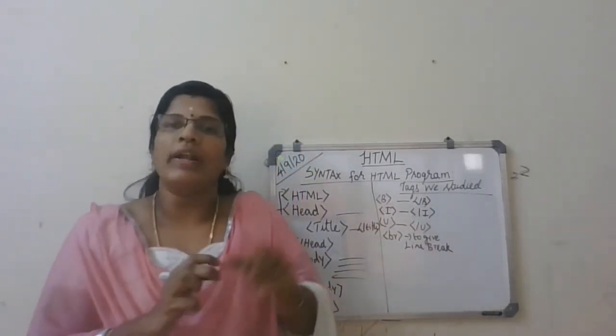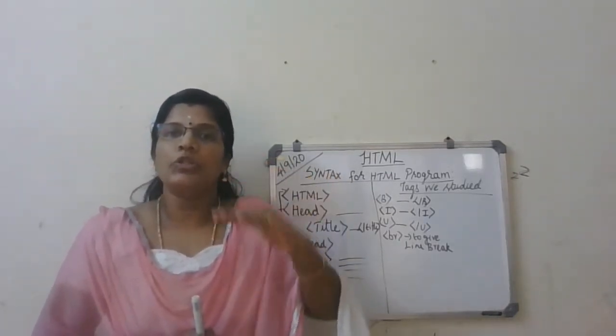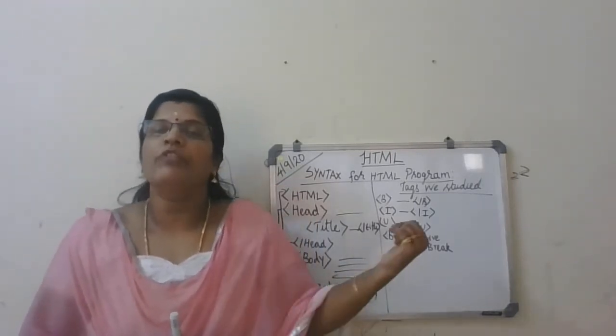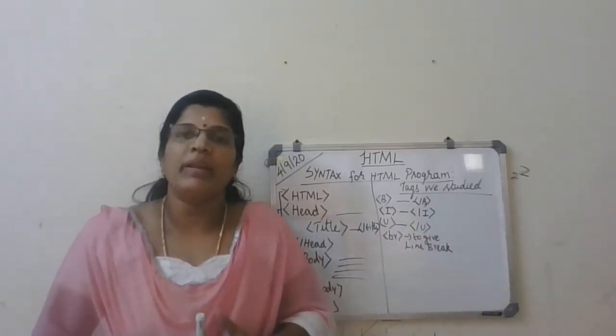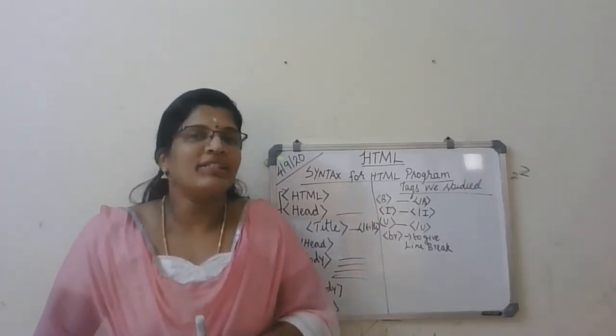Okay, so if you give only one time BR, you will get a single line gap. If you give twice, you will get a 2 lines gap. If you give thrice, 3 lines. As many times as you give the BR command, as many line breaks you will get. Fine. Okay, then what else did we study?